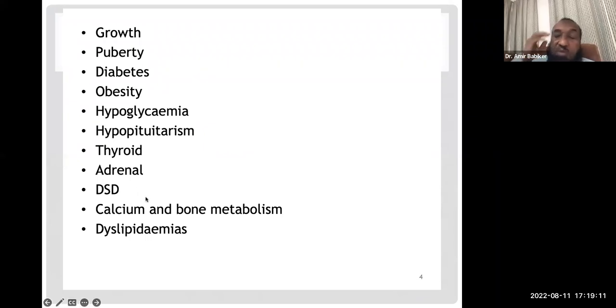Disorders of sex development is a subcategory of the adrenal problems, but it can also result from other pathogenesis, which we'll talk about. But the commonest type of DSD is congenital adrenal hyperplasia, which belongs to the adrenal problems, and calcium. So I'll talk about DSD, calcium, adrenal, thyroid, and puberty and growth.